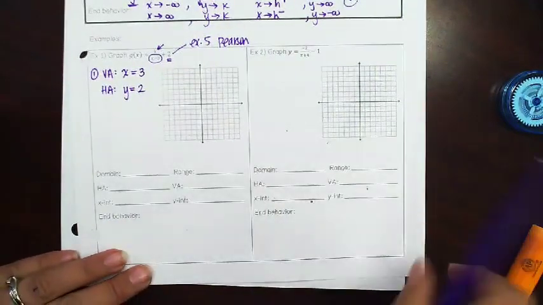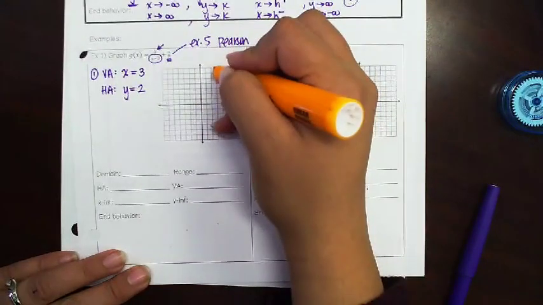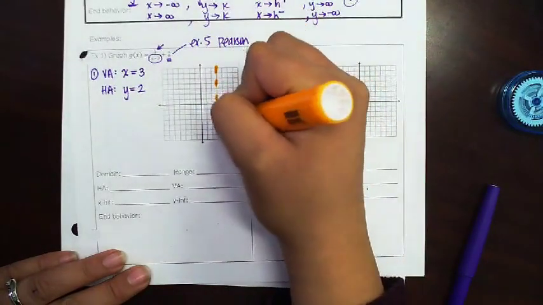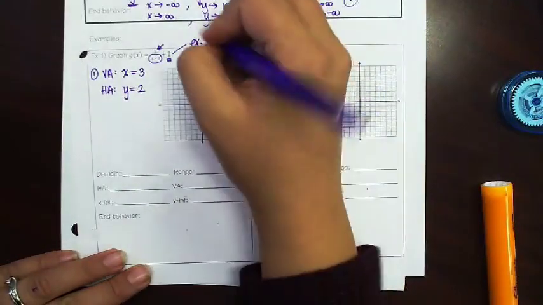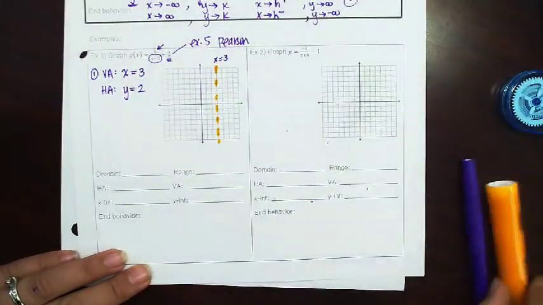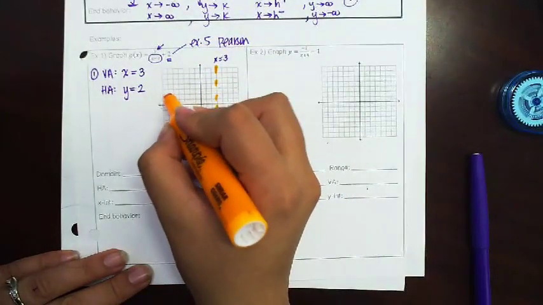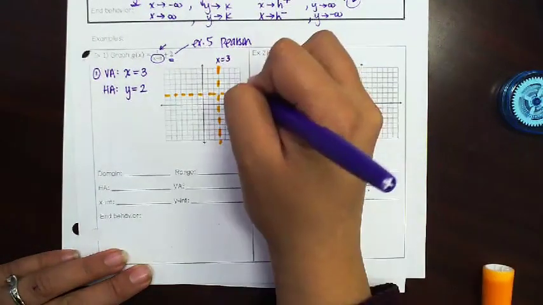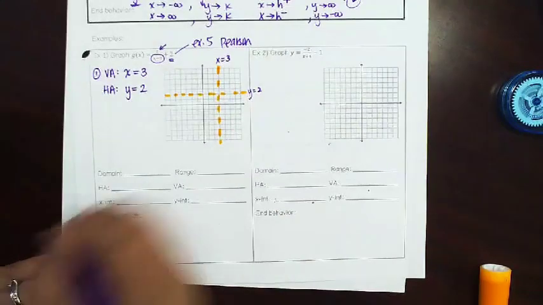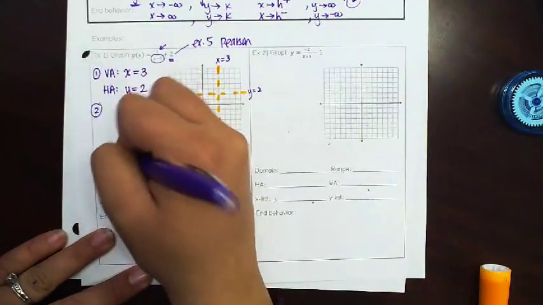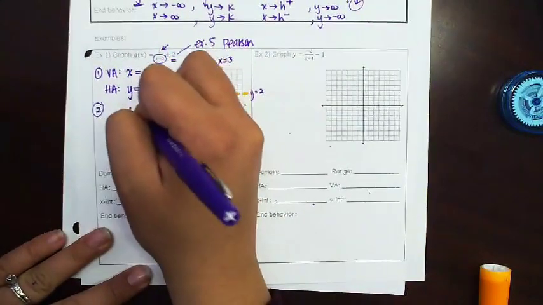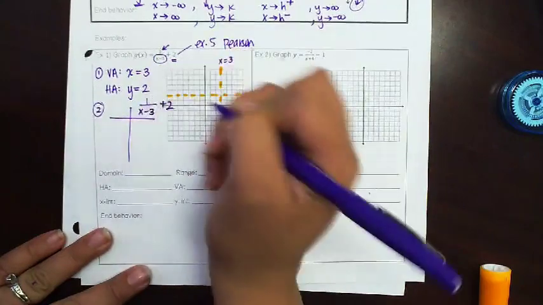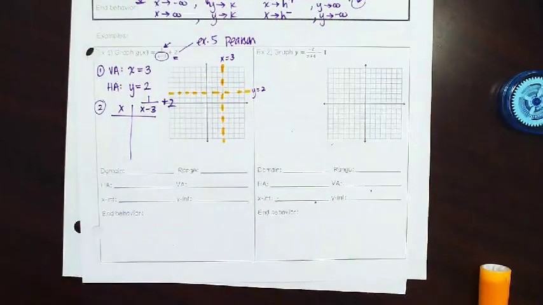So once I get those, I'm going to go ahead and graph them. So x equals 3, and we make a dotted line on x equals 3. And then we're going to go to y equals 2. We're going to make a dotted line, y equals 2. And then step 2, we're going to make a t-chart, and instead of just doing it on the parent function, which is what Pearson does, I'm going to show you how to use the original.